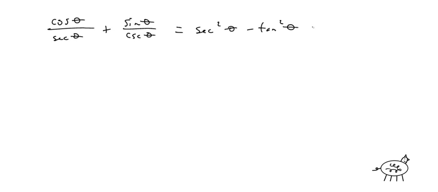Okay, so now there are a couple of things you can do. You can get a common denominator here, or you can turn things into sines and cosines. Now, as we kind of talked about before, if you turn things into sines and cosines, you got a cosine here already, and that's going to be a cosine on the bottom.